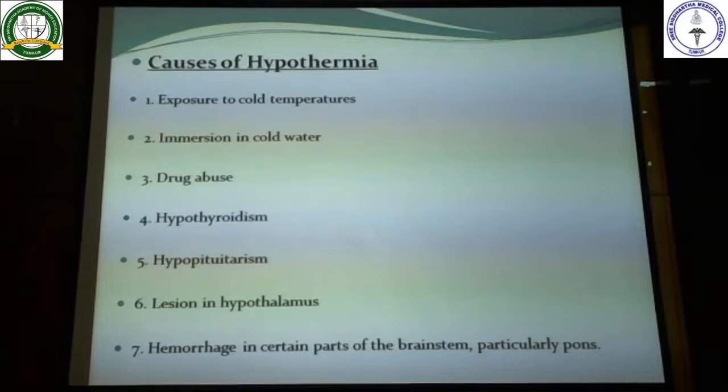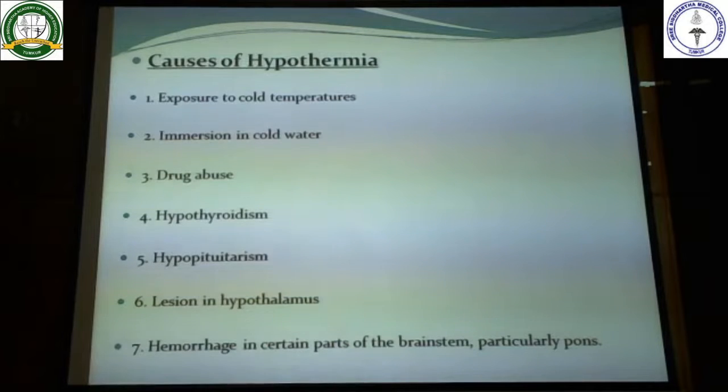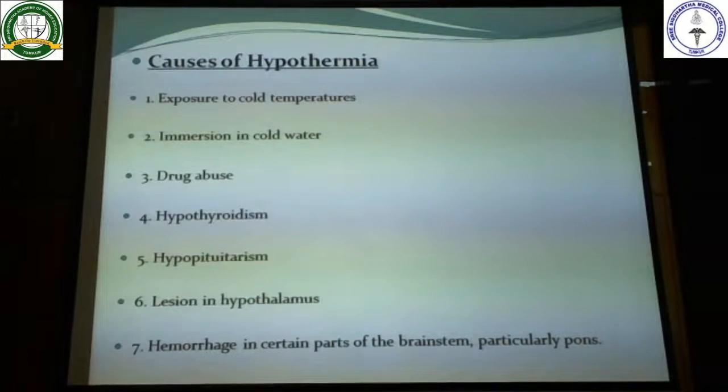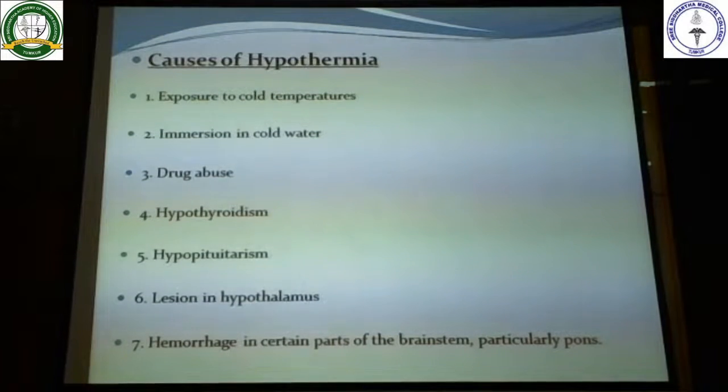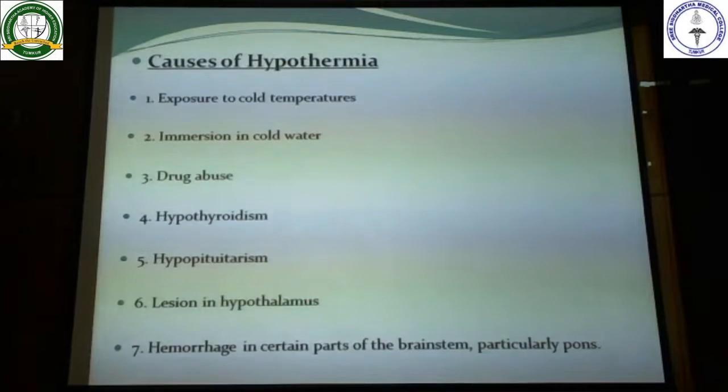Then drug abuse, hypothyroidism, hypopituitarism, lesions in the hypothalamus, right? And hemorrhage in certain parts of the brain stem, especially the pons of the brain stem. So these are the causes of hypothermia.